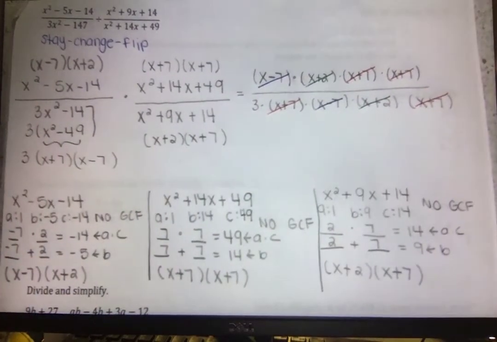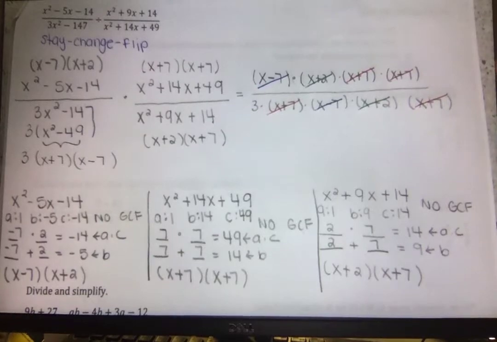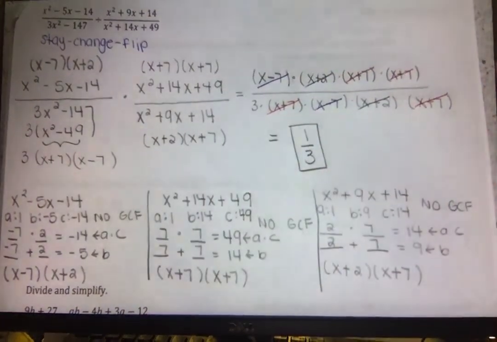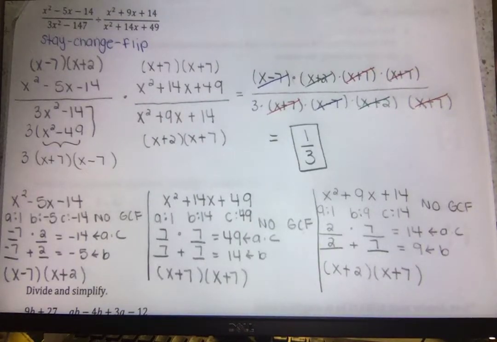Divide and simplify. 9b plus 27 over 2a plus 8, divided by ab minus 4b plus 3a minus 12, all over a squared minus 8a plus 16. Let's go ahead, so we don't forget, and change it to multiplication and flip. Our first fraction's staying the same, 9b plus 27 over 2a plus 8. Our operation's changing from division to multiplication, and we're going to flip our second fraction: a squared minus 8a plus 16 all over ab minus 4b plus 3a minus 12.